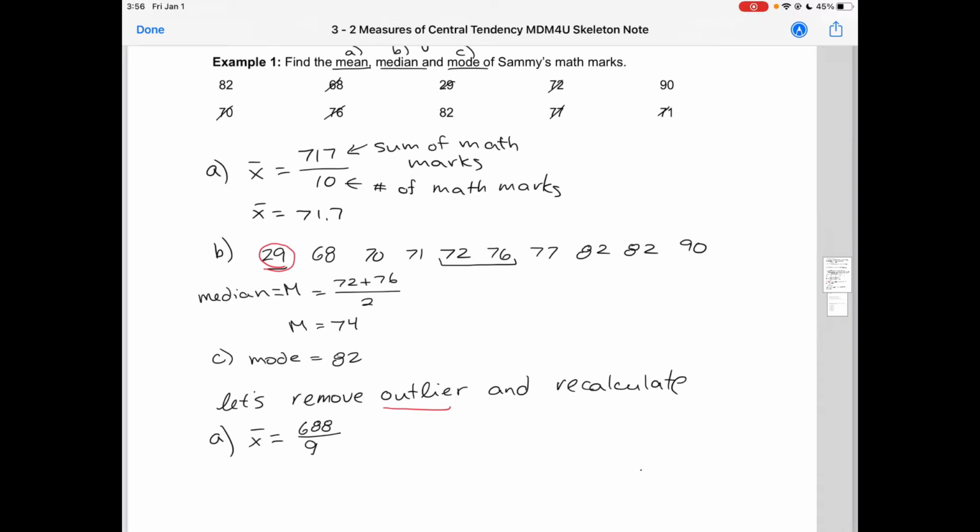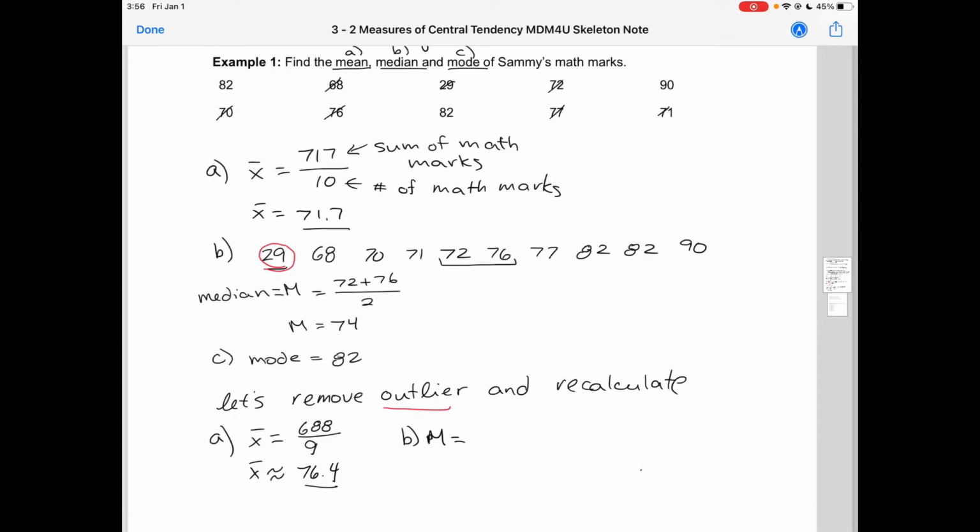And now I only have 9 math scores that I'm considering. Evaluating that on my calculator gives me a mean of 76.4, which is quite a bit different. That's about 5% more than my original mean that I calculated. B, we're going to do our median, so our capital M.